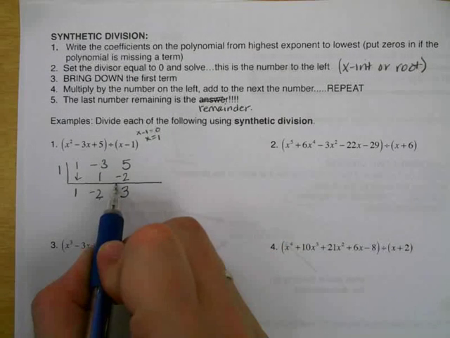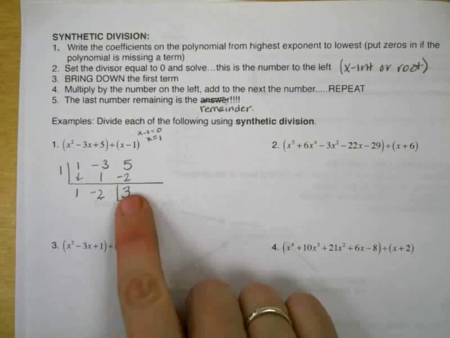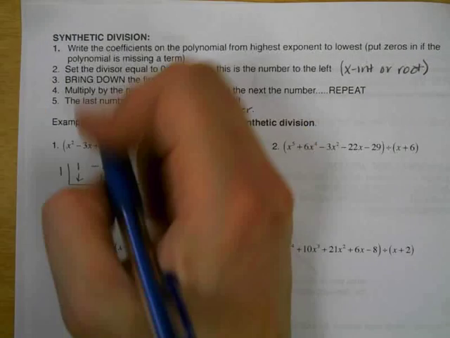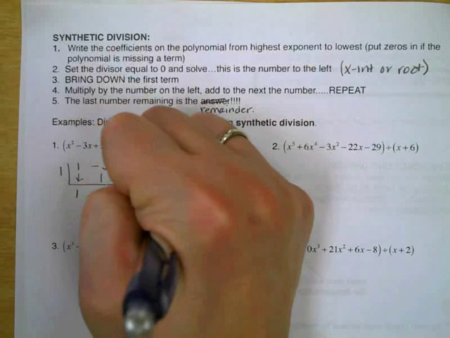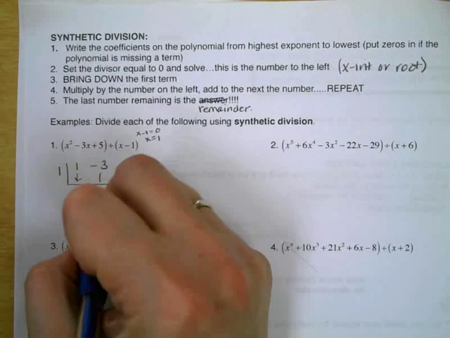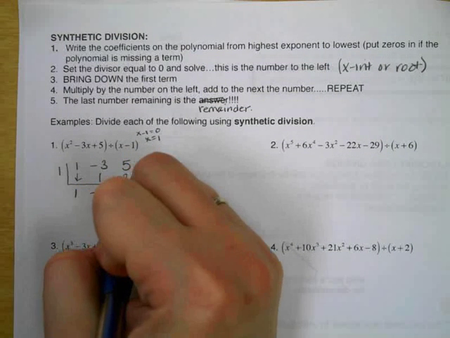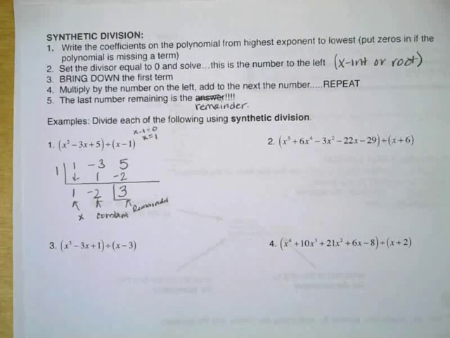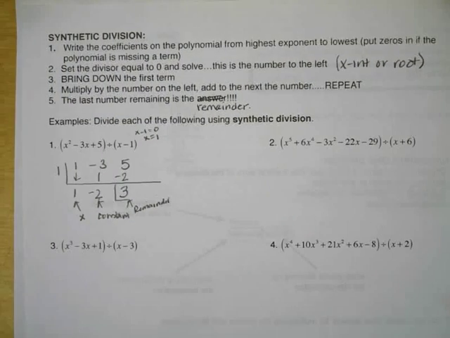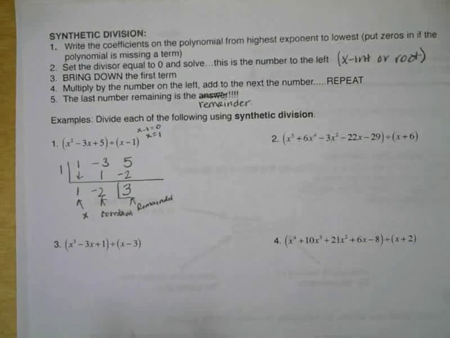I usually put a little box or a line to separate that out, because that's your remainder. This last number is always your remainder. The next one over will be your constant term, then your x. If there was another one, it would be x squared, and then x cubed, and so on. It just keeps working its way up.